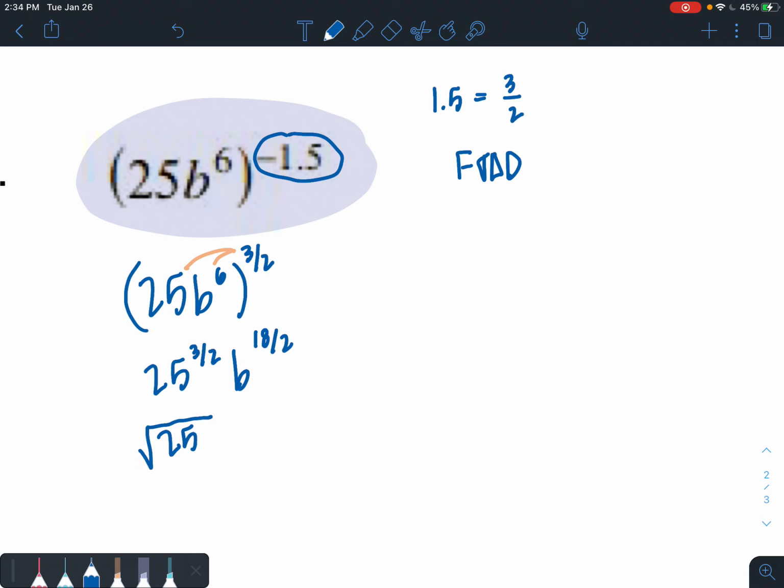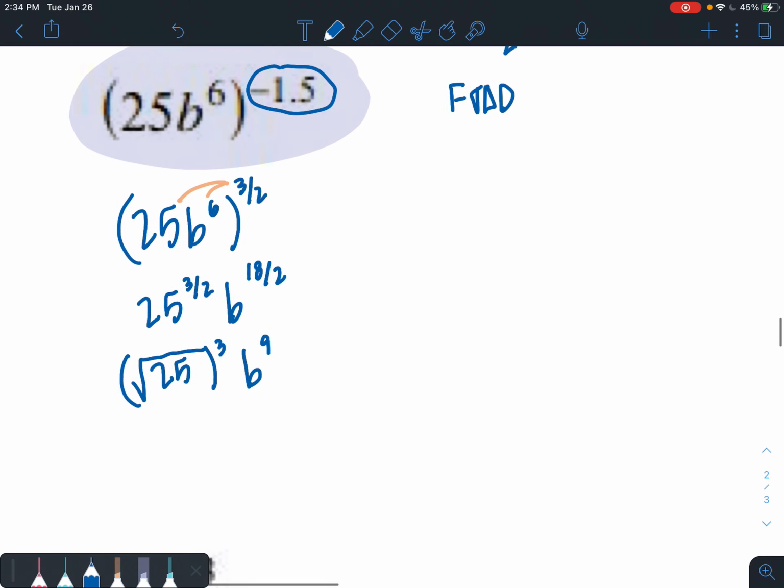Go ahead and rewrite 25 to the 3/2 and b to the 18/2. So we get the square root of 25, to the 3rd, b to the 9th. Square root of 25 is 5. And 5 to the 3rd is 125. So 125b to the 9th is our answer.